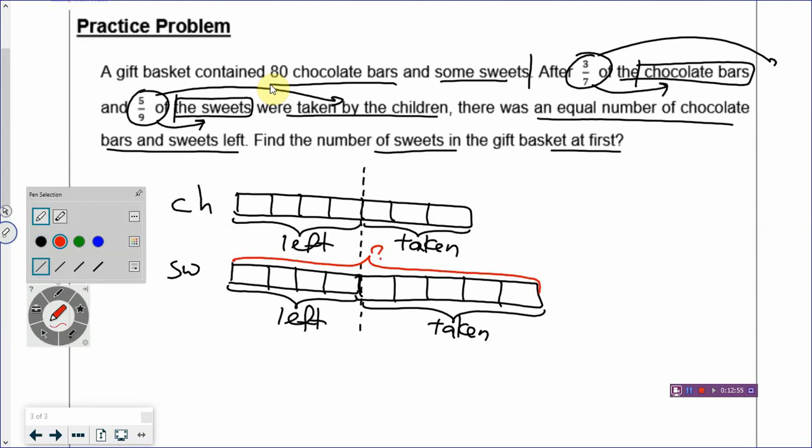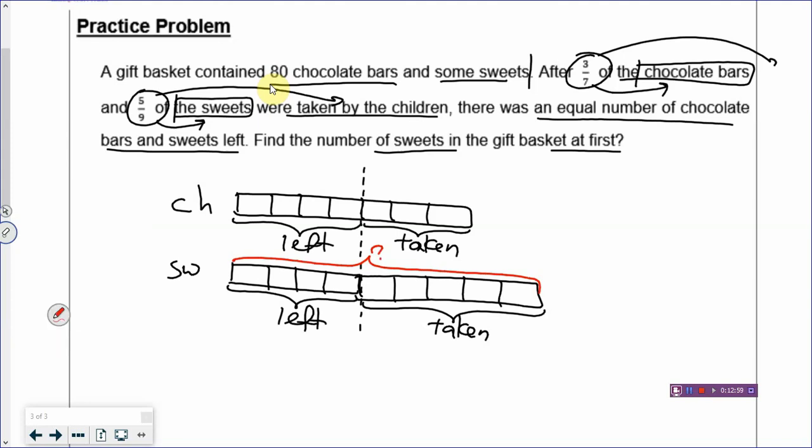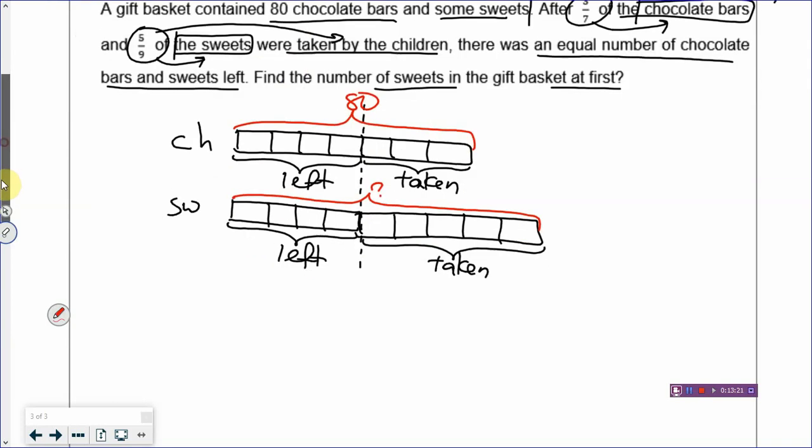Now remember the first sentence that you weren't able to draw because there was not enough information given. Now you can go back to the first sentence and put the 80 chocolate bars over here. So there were 80 chocolate bars and some sweets. So now we can put the 80 on the model. And then the question mark is also there, so your model is done. And that is how your model looks like. And there's no solving yet. Mr. Ong hasn't really solved the problem yet.